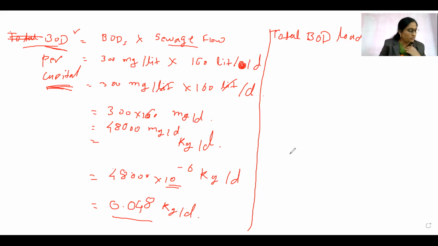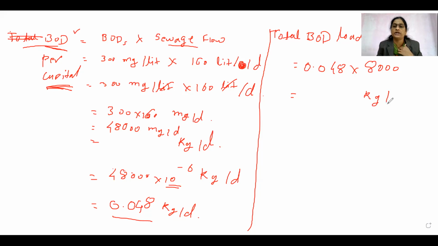So that total BOD you can find out by multiplying the population: 0.048 into 8,000, the population given to you. From that you can write down the calculation, and that will again be in kg per day because only population we have applied. So what is the answer here? Is it understood?